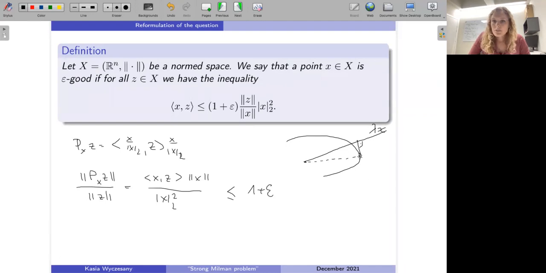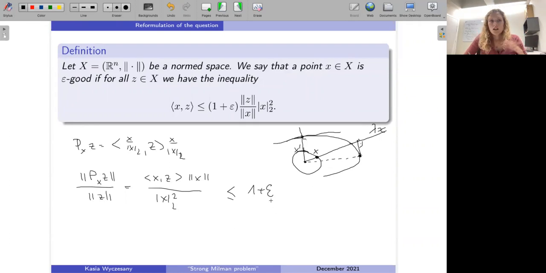Okay, so in particular, in this ellipsoid that I drew here, this point x here, we can always think about the unit vectors in L2. So this point x here would not be good, if our epsilon was smaller than the gap here. But a point here, x prime, would be good, right? Because for whichever point z I choose, the projection will have a norm smaller than this.